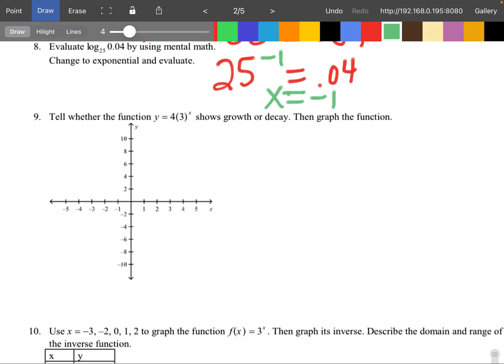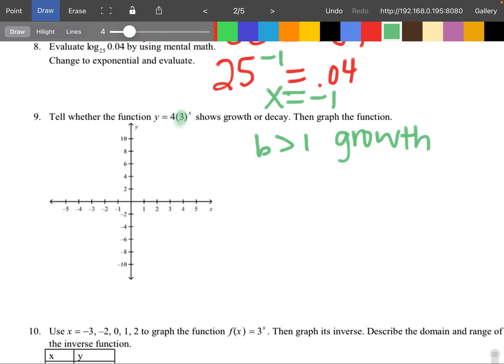Number 9, tell whether the function 4 times 3 to the x shows growth or decay, then graph the function. Remember to determine, without even looking at the graph, if something shows growth or decay, you look at your base, which in this case is 3. Because my base is greater than 1, this is a growth function. If b was less than 1 but greater than 0, remember it always has to be greater than 0, then it would be a decay function.